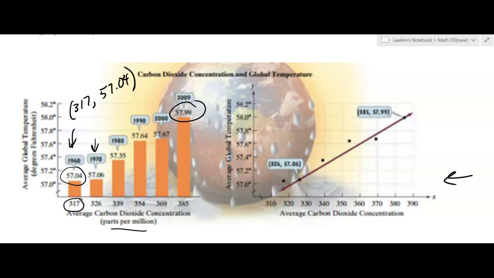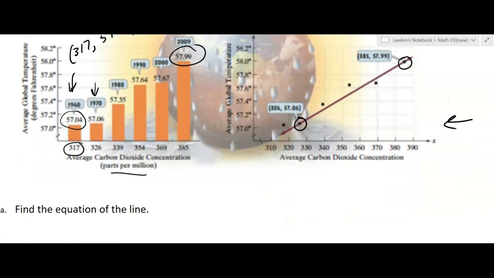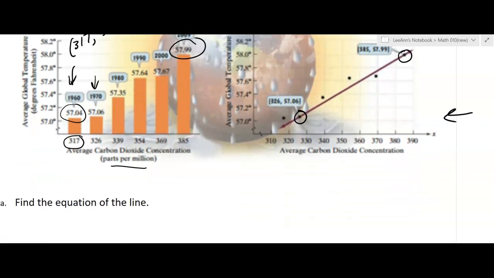Now, we're going to get the equation of the line. What's important here is that we use the points actually on the line. Don't use the other points. Use the ones that they tell you, okay? So use those points. All right, if we want to find the equation of the line, we'll have to find the slope.